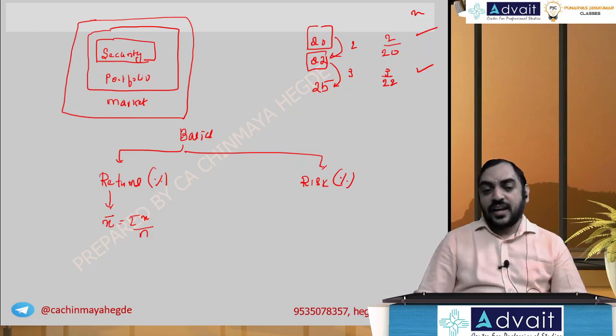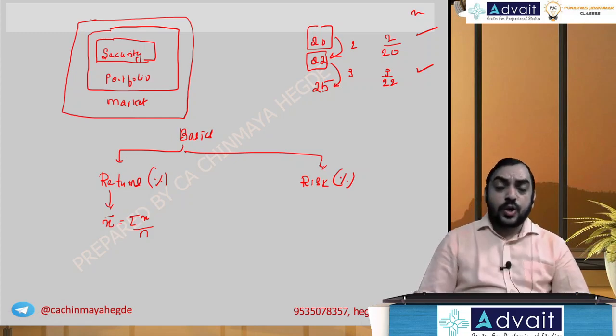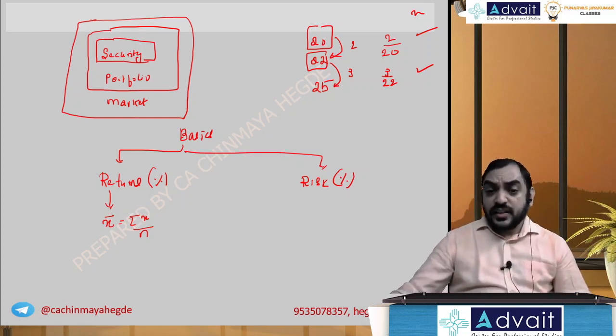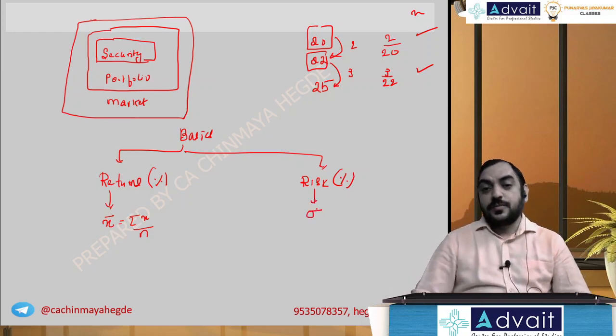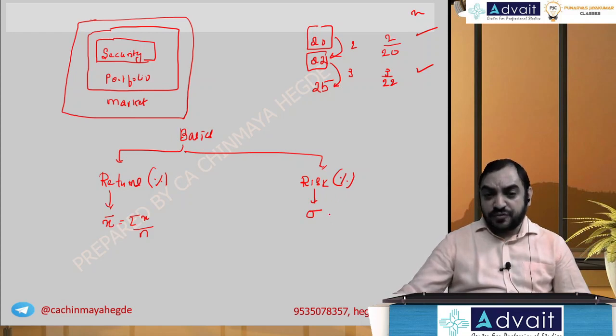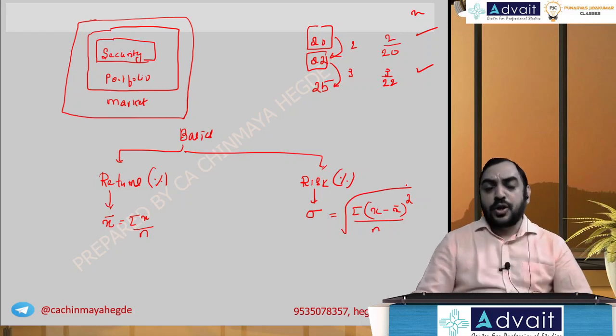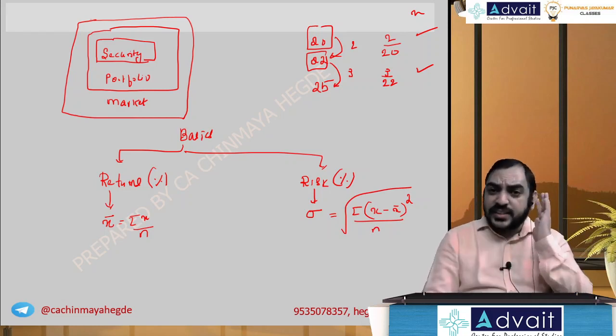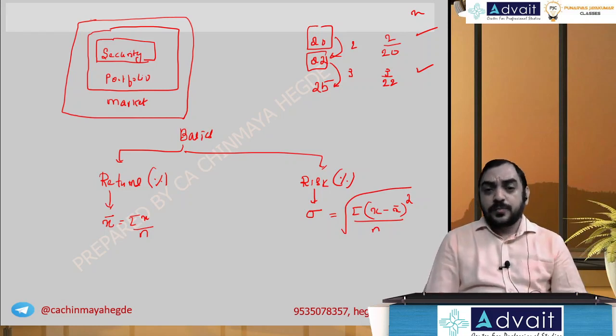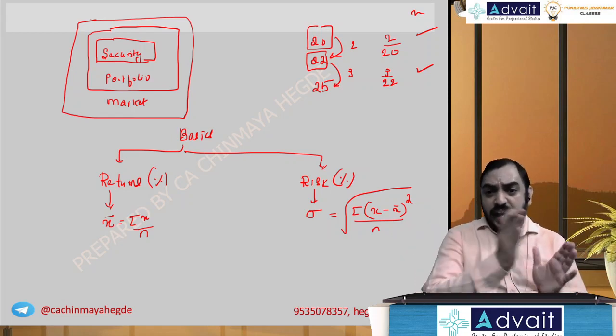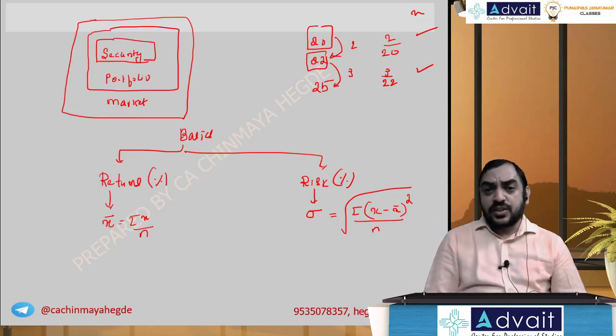This is return calculation. Then we talk about risk calculation. Risk is measured by standard deviation. Standard deviation formula is summation x minus x bar the whole square divided by n. This is the formula for standard deviation. What is x value? Individual number. X bar, average. X minus x bar, you get deviation.